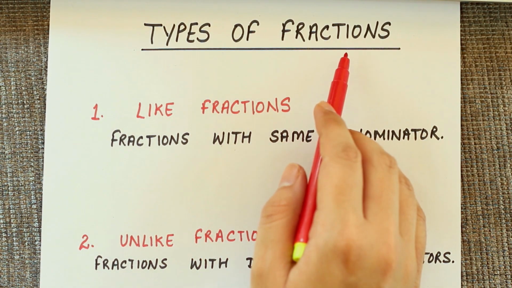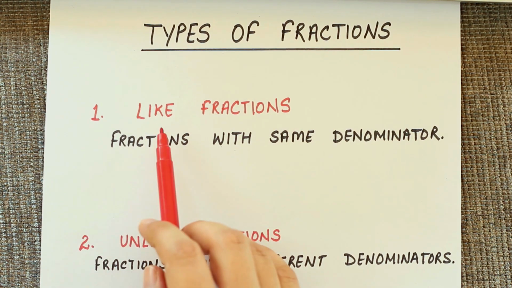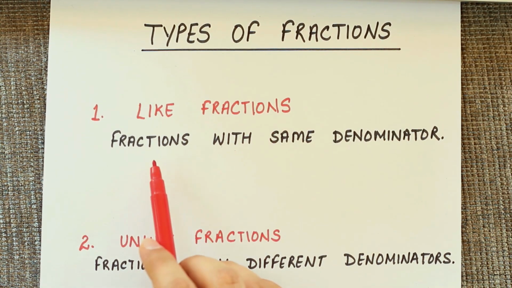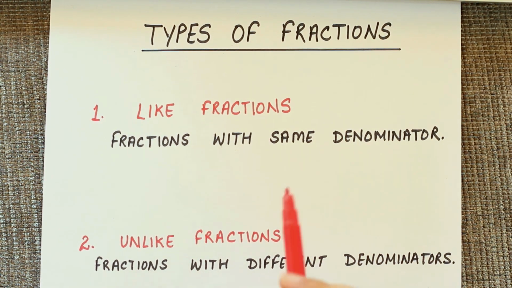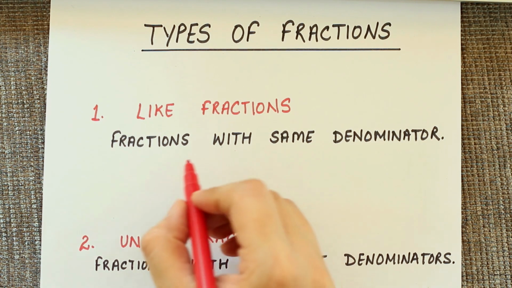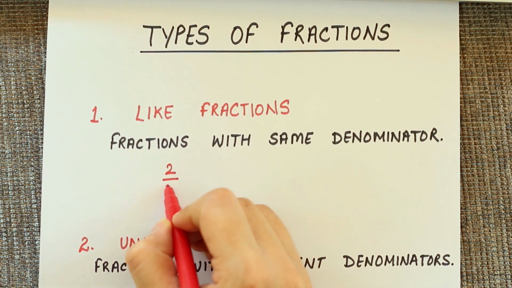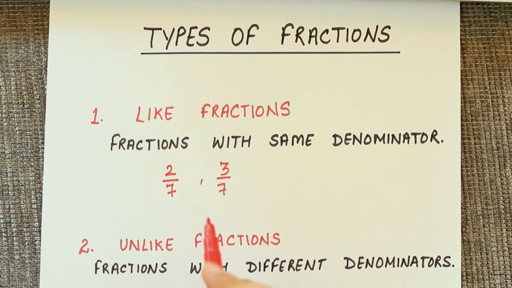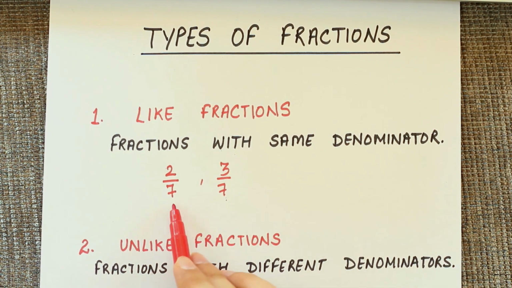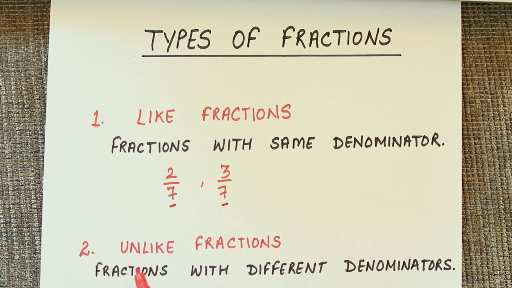Types of fractions. First one is like fractions. Fractions with the same denominator are known as like fractions. For example, 2 by 7, 3 by 7. Here both of them have the same denominator 7. So they come under the category of like fractions.